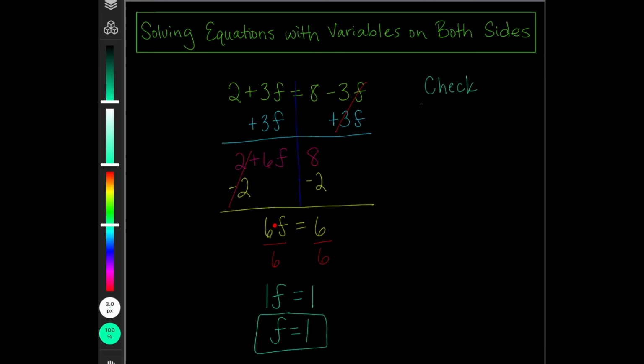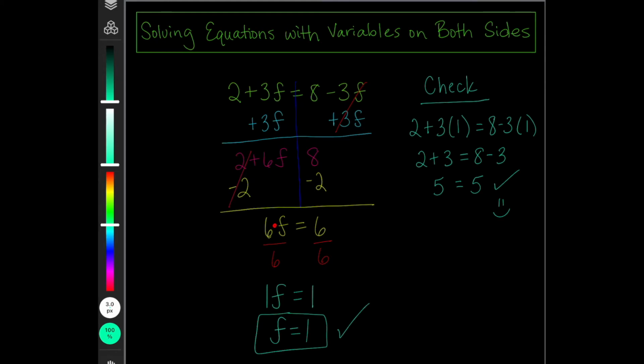The last thing we need to do is check to ensure that if we replace f with 1, the equation will be true. Let's try that now. After plugging in 1 for f, we have 2 plus 3 times 1 equals 8 minus 3 times 1. Simplified, we get 2 plus 3, remember the order of operations, and 8 minus 3. Lastly, we will compute 2 plus 3, which equals 5, and 8 minus 3, which also equals 5. So, when f equals 1, we get 5 equals 5, which is a true statement. We have solved the problem correctly.